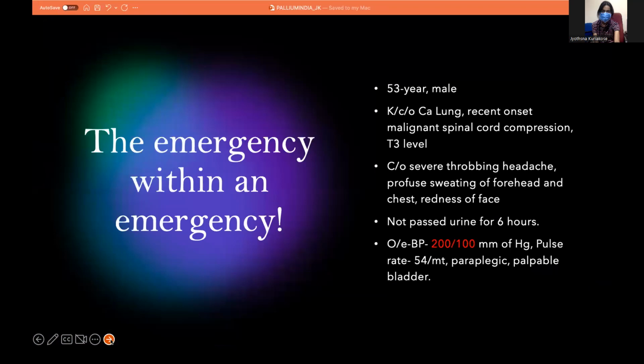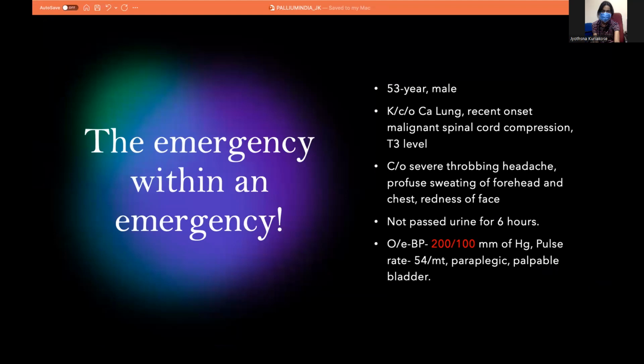There is another imminent emergency that can occur in a patient who has already presented to you with malignant spinal cord compression. So this is the case. Here we have a 53-year-old male patient who is a known case of lung cancer, with recent onset MSCC at T3 level. He has presented to the emergency with severe headache, profuse sweating of the forehead and chest, and redness of his face.